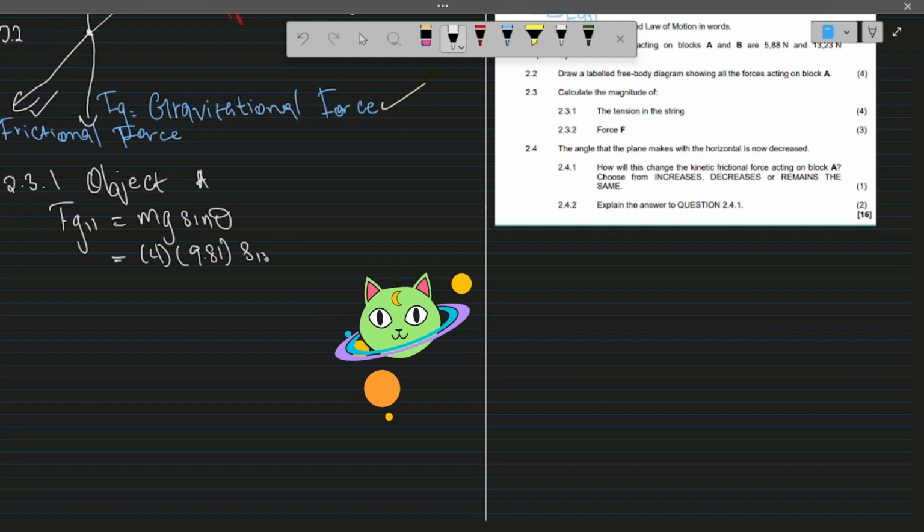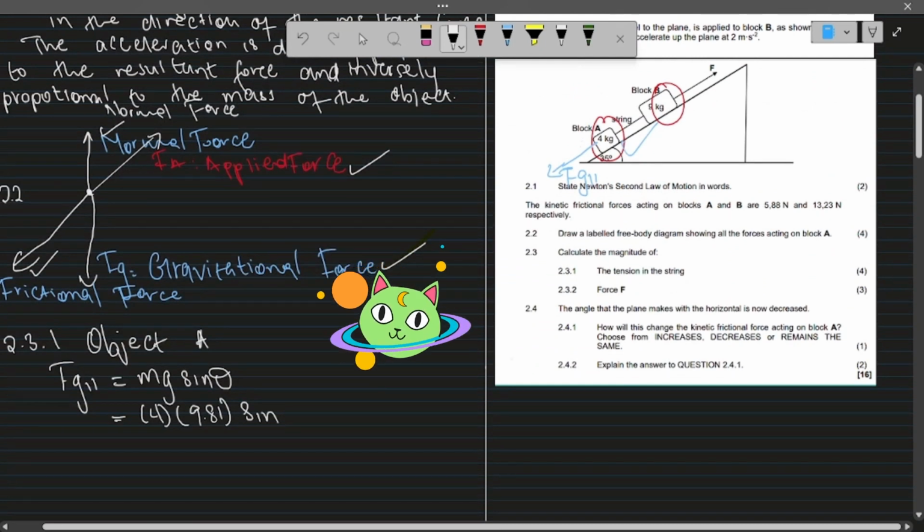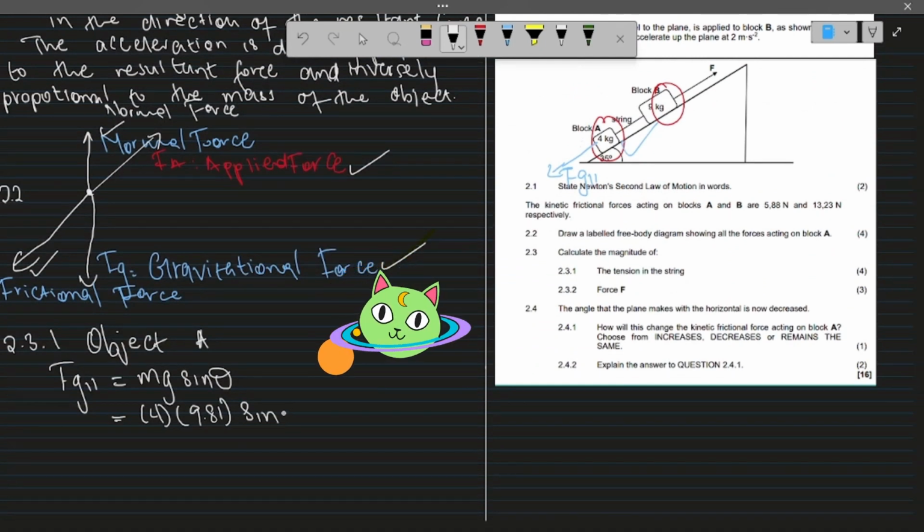And then it's going to be sine of the angle that you're looking at. We're given that the angle these objects are being pulled at is 35 degrees, right? So 4 times 9,81 is going to be 39 comma what? Well, let me bring a calculator.